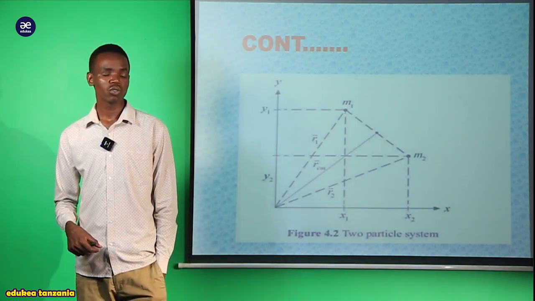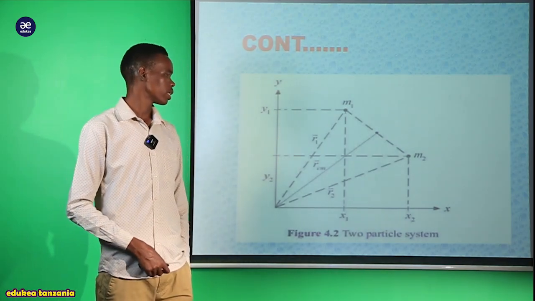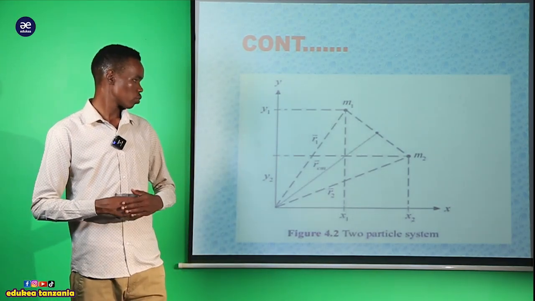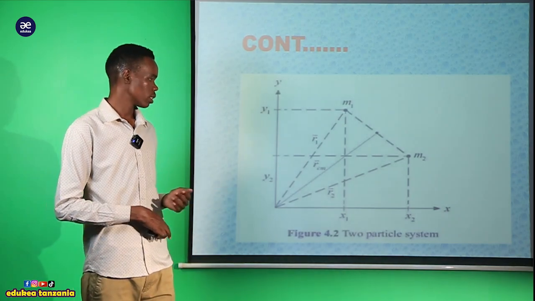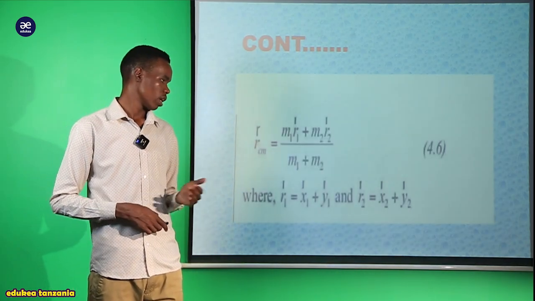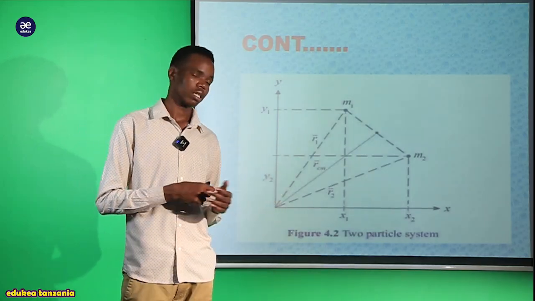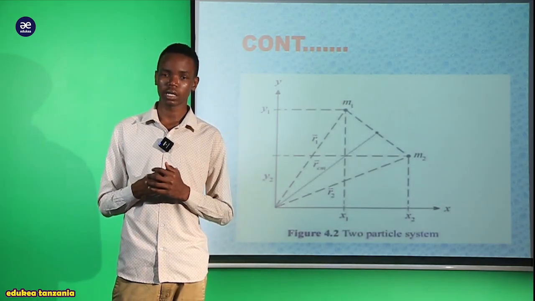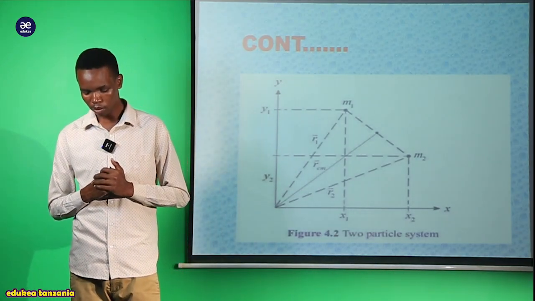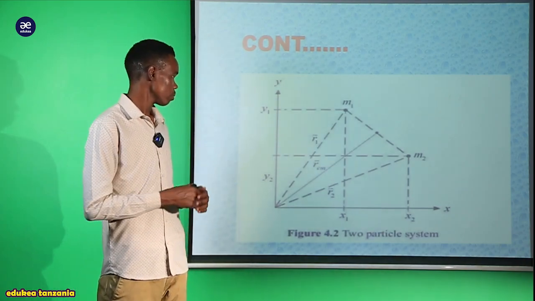So after that, my dear students, we have our figure here. Let us try to observe our figure, how this formula gives us the figure. As we can see, we have the figure that represents the two particles system. We have the two particles that are in the system. That is what we try to observe.